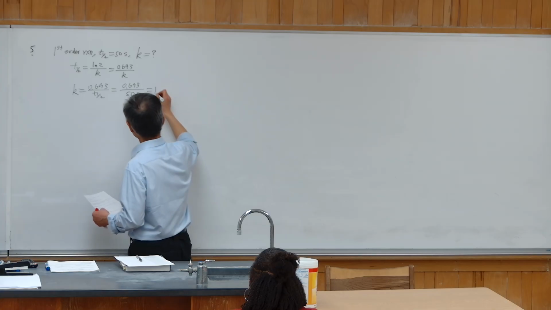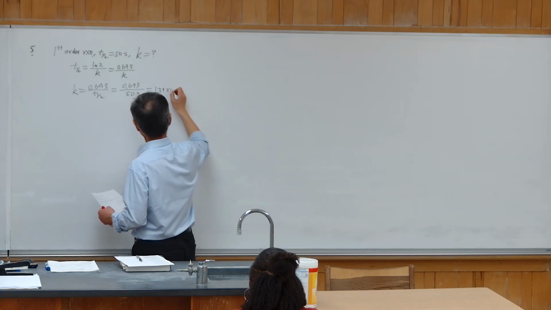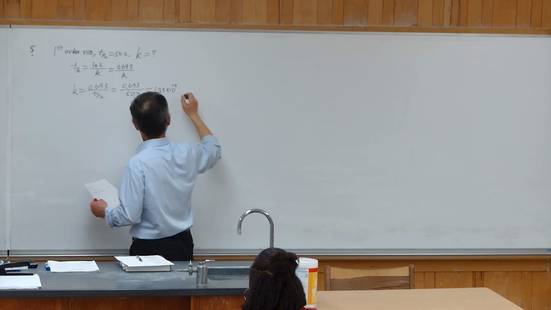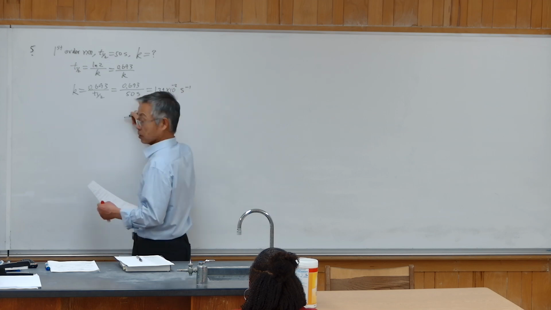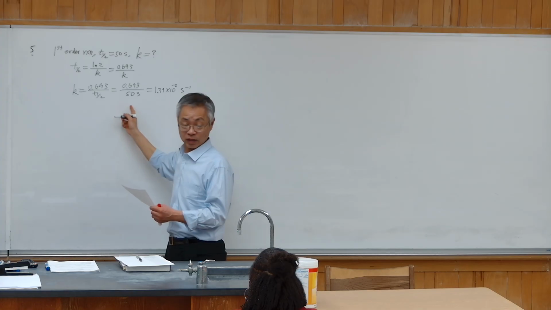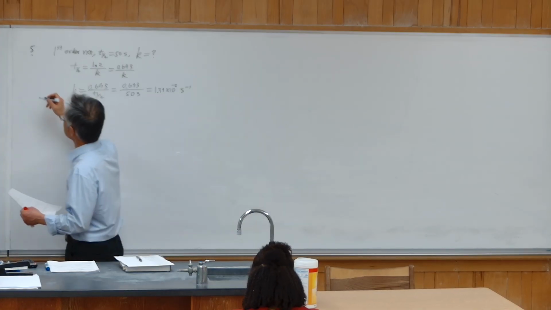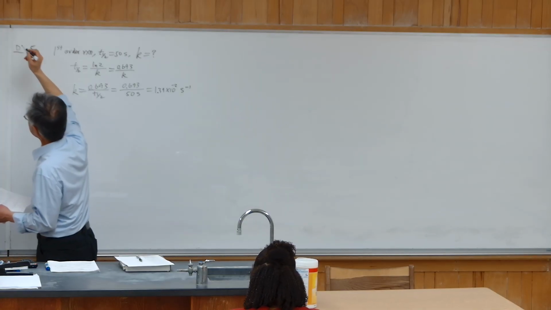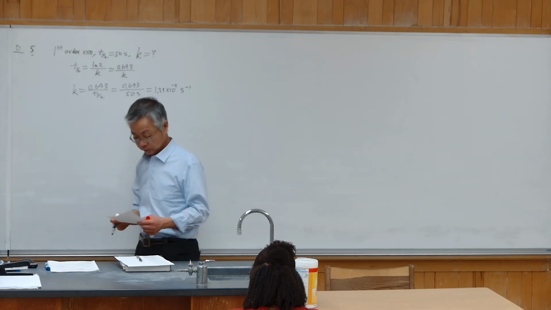So you get 1.39 times 10 to the second power, negative second. The unit is per second, second in denominator. So you should choose choice D.